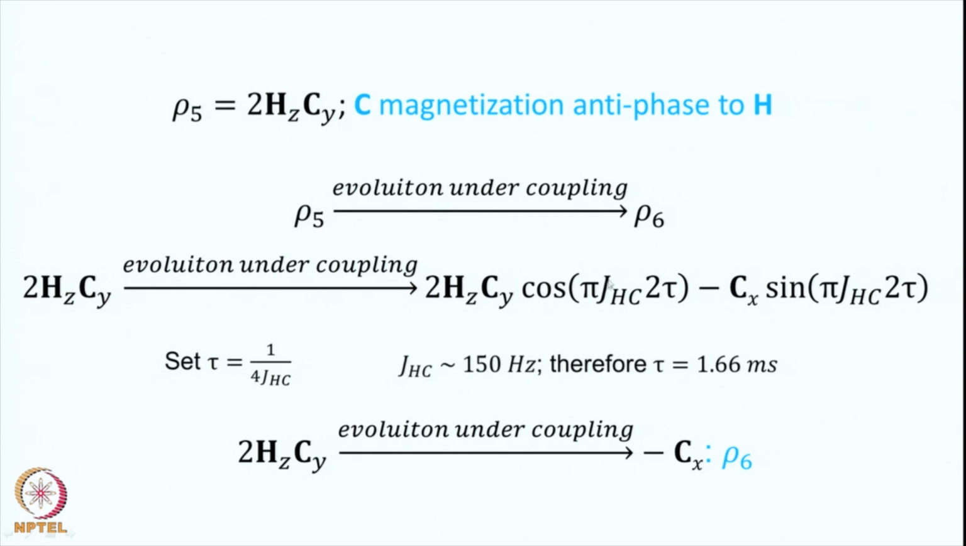Now when you put that, this term goes to 0 as before, because this is cosine pi by 2 and this will become 1. Okay. Therefore 2HZCy will now become just minus Cx, all the time dependent terms are gone. I only have minus Cx, so rho 6 is simply equal to minus Cx.